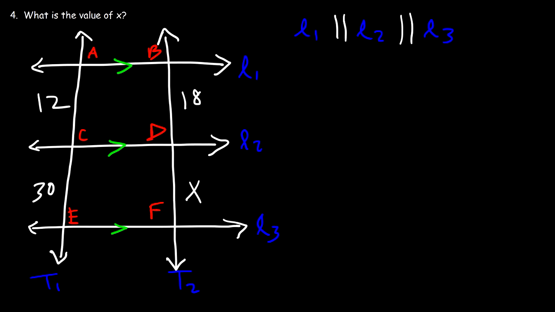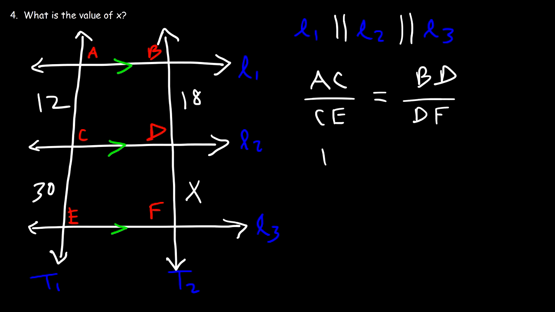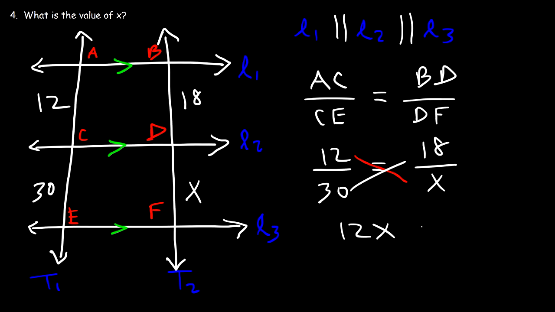So we can write an equation. The ratio between AC and CE is equal to the ratio between BD and DF. So AC in this example is 12, CE is 30. BD is 18, DF is x. So let's cross multiply to calculate x. So this is going to be 12x, and that's equal to 30 times 18.